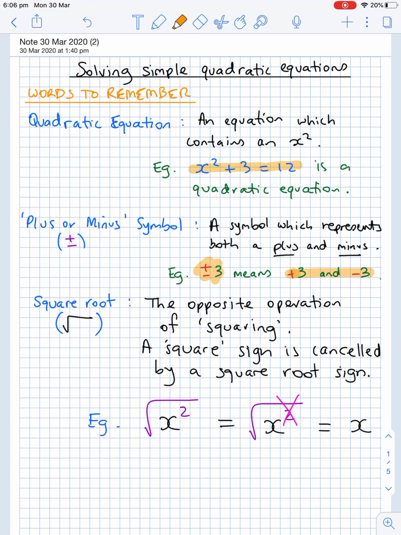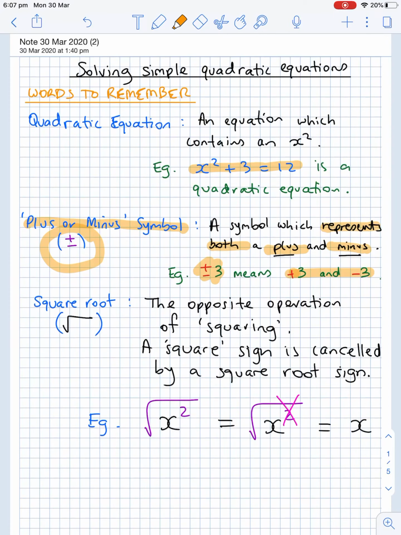The next term I need you guys to be aware of is this plus or minus symbol. This symbol right here is pretty much a symbol that represents both a plus and a minus at the same time, really. And I know that seems really strange to represent plus and minus, which are opposites. How can you represent two opposite things at the same time?